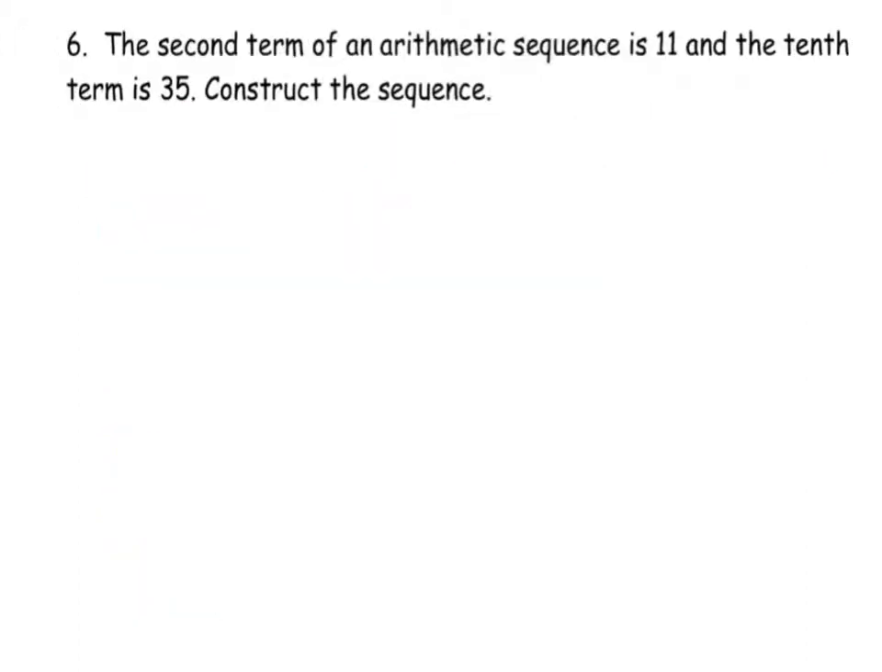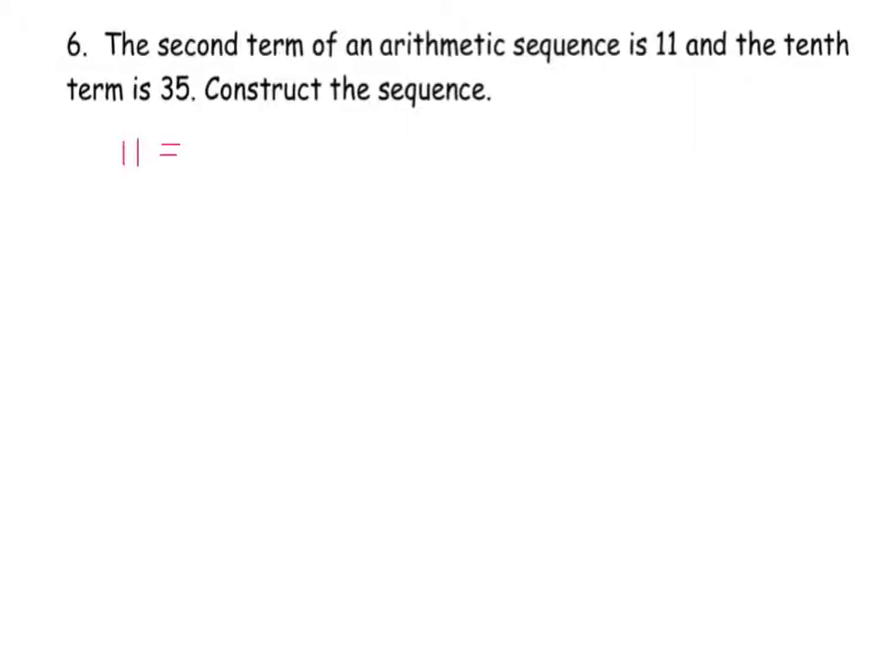In example number 6, the second term of an arithmetic sequence is 11 and the 10th term is 35. We need to construct a sequence. So the way we are going to do this is we are going to write two separate equations. So for the first one, I am going to say the second term has a value of 11.